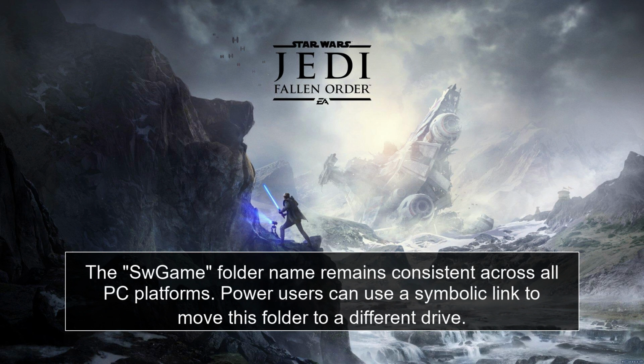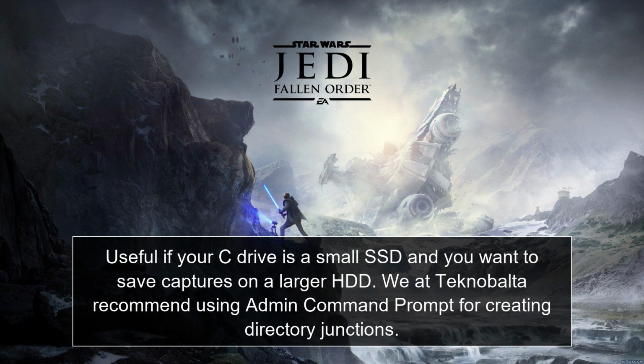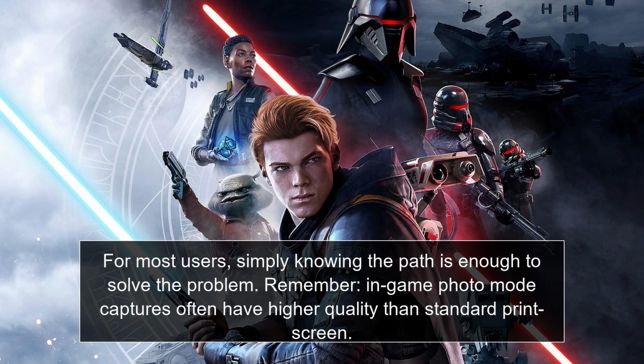If you are a power user, you can use a symbolic link to move this folder to a different drive. This is useful if your C drive is a small SSD and you want to save your high-resolution captures on a larger HDD. We at Teknobalta recommend using the command prompt with administrative privileges for creating directory junctions. But for most users, simply knowing the path is enough to solve the problem.